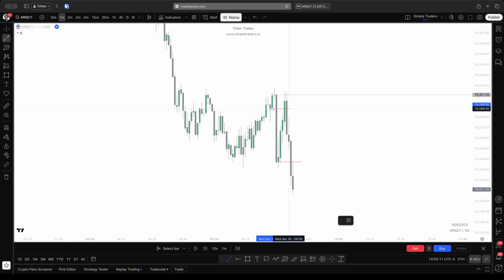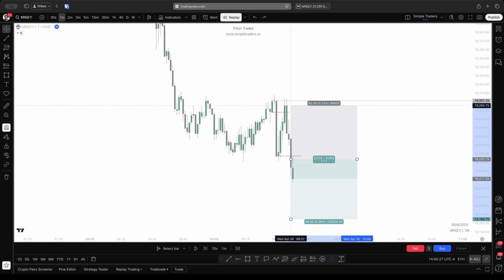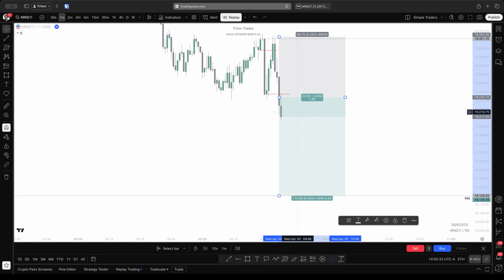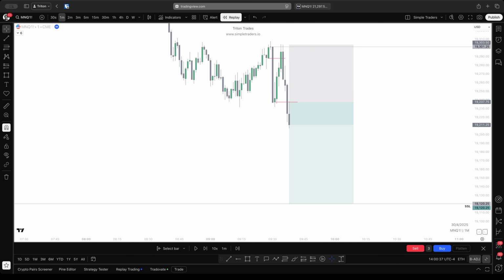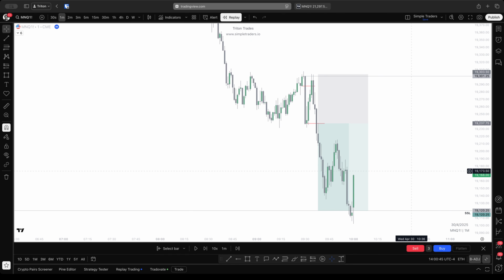This was the initial CRSD, change in state of delivery. This is a secondary CRSD. You could have gone short over here, stop loss right above the body or even above the wick, take profit at this level of sell side over here. 1.79 risk to reward, 1.8. And let's see. A bit of chop, and there we go. We hit TP right there.